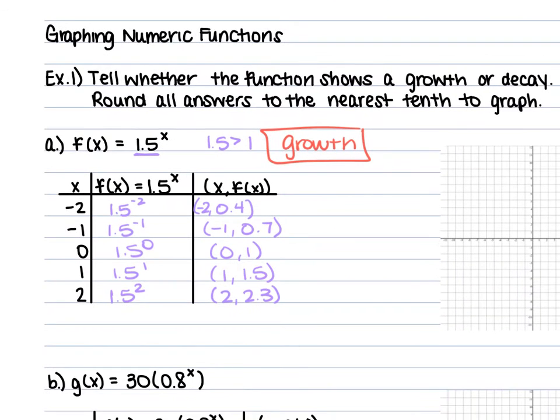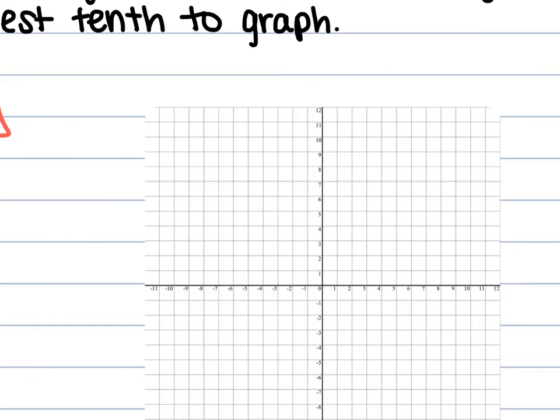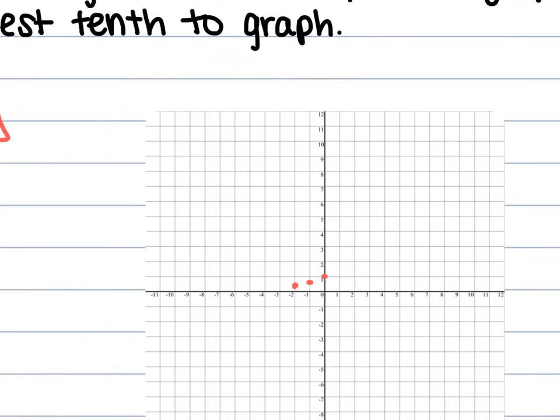To graph these, we're going to start at the negative 2, 0.4, which is going to be about here. Then we have negative 1, 0.7, 0, 1, 1, 1.5, and then 2, 2.3. So this line is going to get really close to that x-axis. That x-axis is going to be your asymptote, and then that line goes up to the right.